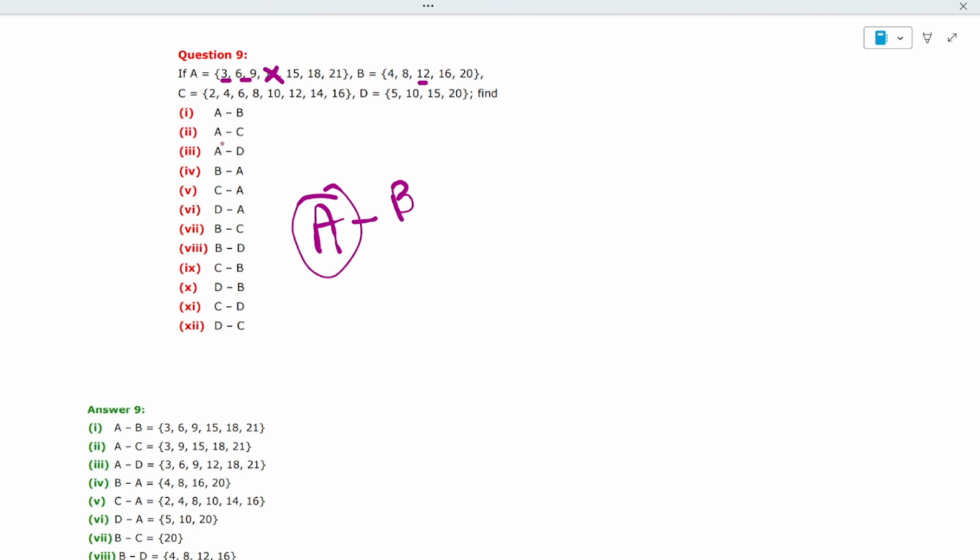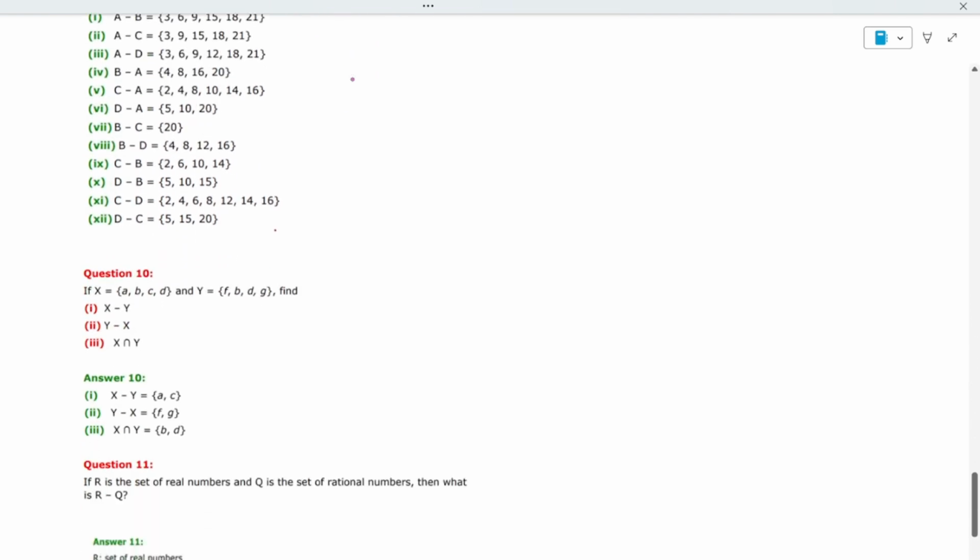Same way you do for A minus C. You have to consider the set A, but you have to subtract what is there in C. See, in C what is there? 2 is not here, 4 is not here, 6 you have to delete, 8 is not here, 10 is not here, 12 is already deleted, 14 is not here, 16 is not here. So it will be 3, 9, 15, 18, 21. The same way you have to do for all the sets.